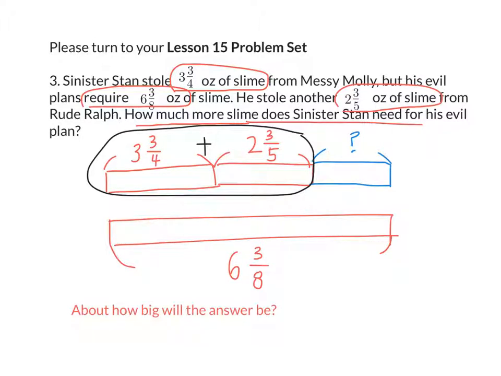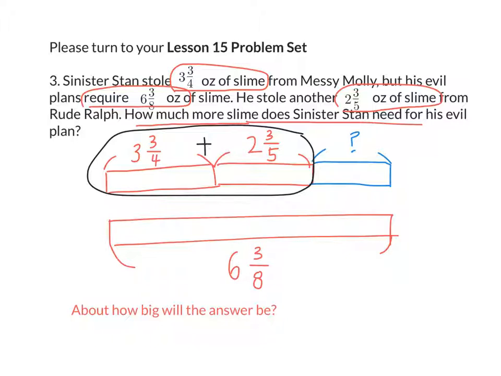Now we can use benchmark numbers, things that we know, to help us figure out if our answer is reasonable. About how big should the answer be? Well, if I have 3 3/4 and I add up 2 3/5, about how much will I have? About 6, right? Because 3 3/4 is close-ish to 4, and this is like about 2 1/2. So should it be more than 6 or less than 6? What do you guys think? Is this more or less than 1/2? Is this more or less than 1/2? More. So it'll be around 6, okay?